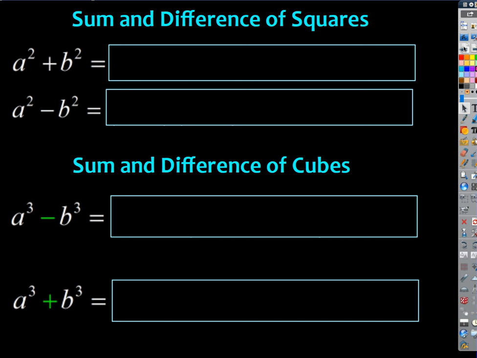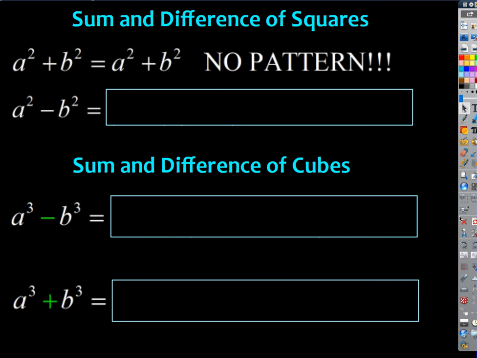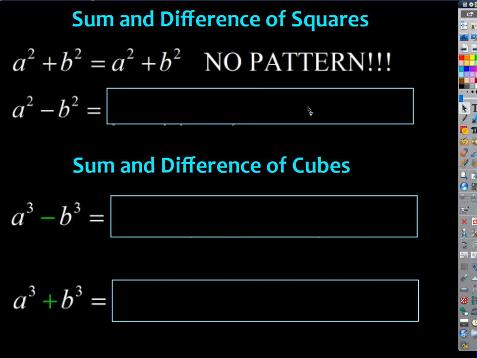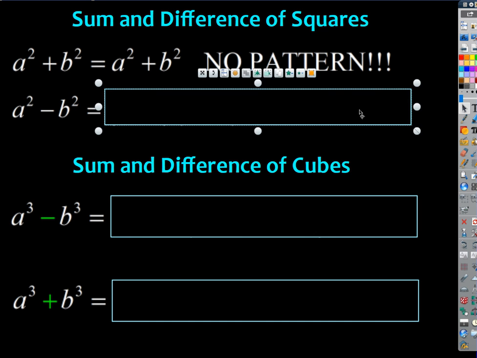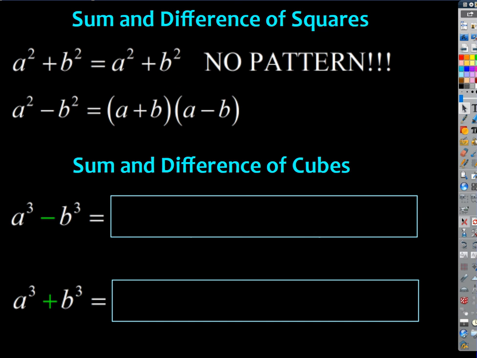Okay, so here we go. The four binomial factoring patterns. Do you remember the first one? This is a sum of squares. So if I have something squared plus something squared, there is no pattern. Correct. Thank you. No pattern. If you have a difference of squares, so something squared minus something squared, remember that pattern? A plus B times A minus B. Very good.